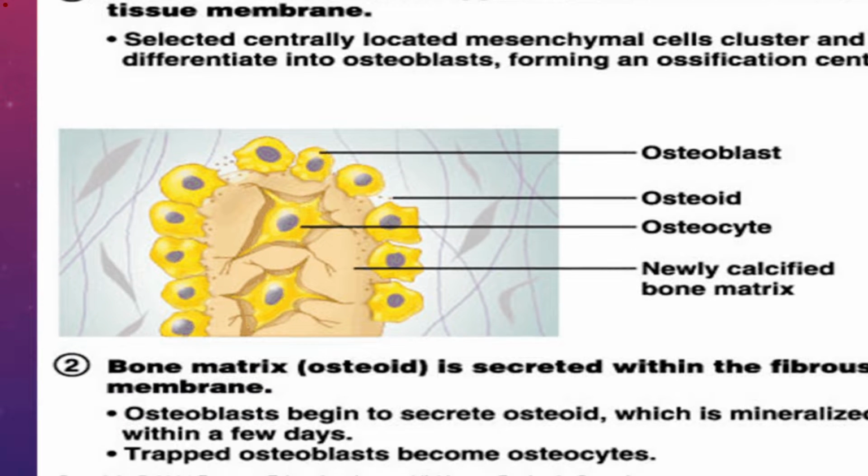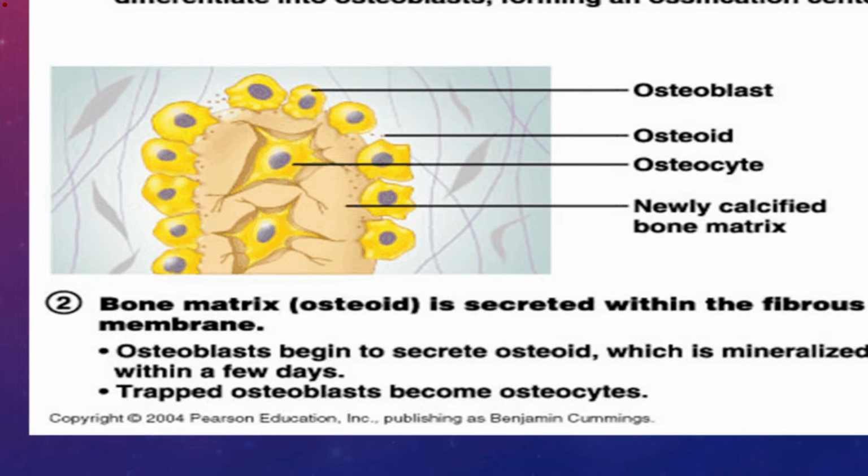So our second step is where the osteoid is going to be secreted more, and we're going to start to lay down bony tissue or bony matrix. Okay. And so some of those osteoblasts are going to get trapped in there and they'll become osteocytes. Okay.